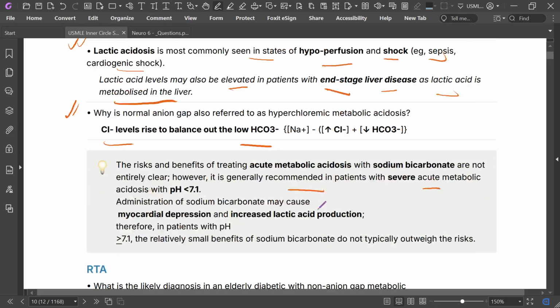Administration of sodium bicarbonate may cause myocardial depression and increase lactic acid production, and therefore in patients with pH more than 7.1, the relatively small benefits of sodium bicarbonate do not typically outweigh the risks.